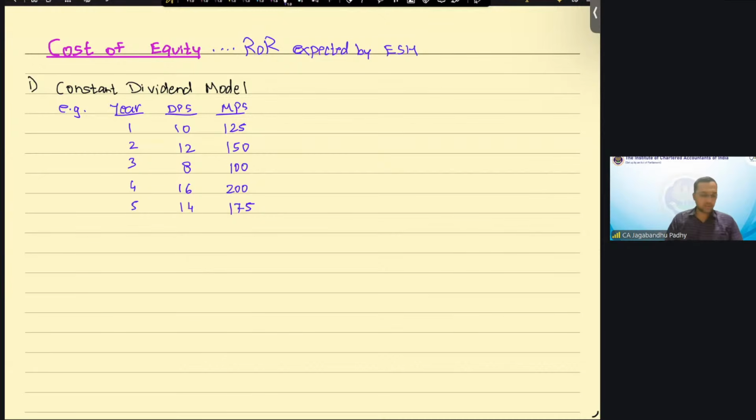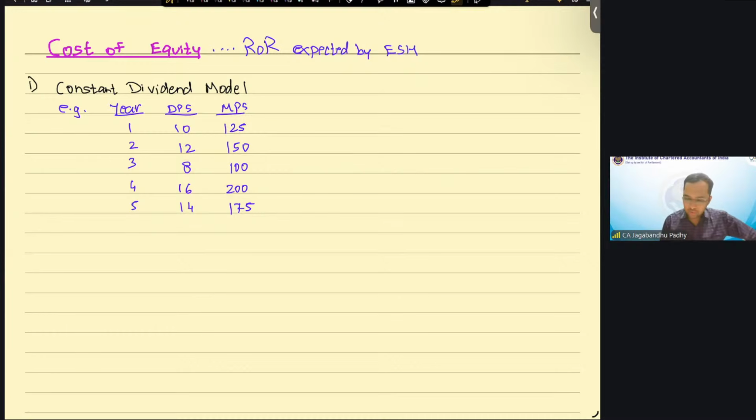From this pattern, can you identify what is the rate of return that equity shareholders are expecting from the company? Can you just think of what rate of return the equity shareholders are expecting? So when the company gave a dividend of 10, people were ready to buy the shares at a price of 125. When the company gave a dividend of 12, they were ready to buy the shares at a price of 150. When it was 8, they were ready to buy the shares at a price of 100.